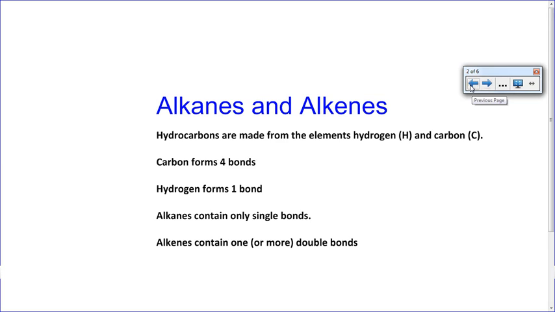Okay, so in this video we're going to look at how to draw alkanes and alkenes, and we're going to use some of these facts you see here. Most importantly is the fact that carbon forms 4 bonds. Okay, so let's have a look.